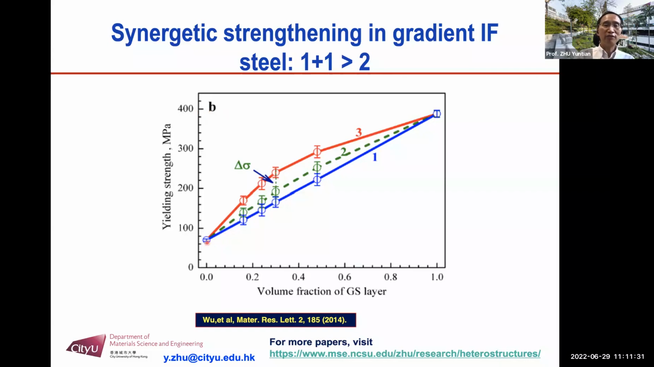Then we vary the volume fraction of these two. If there's no synergistic effect, by the rule of mixtures it should follow this linear line. This is a blue line. However, what we actually measured when we vary the volume fraction follows this red line, so above the rule of mixtures. So this is the so-called 1+1 larger than 2. This actual strengthening is caused by the heterostructure effect, which is HDI strengthening.